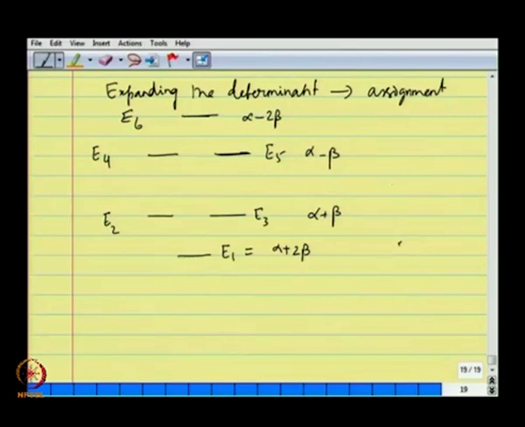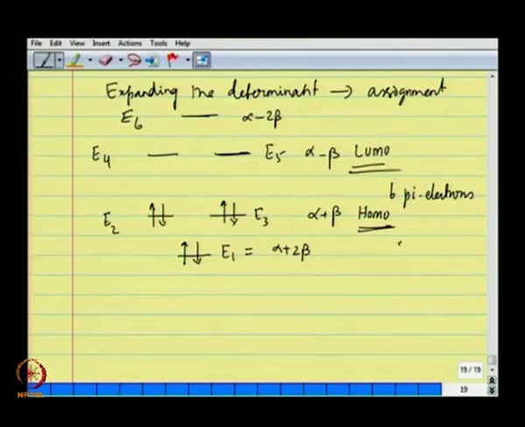And there are 6 pi electrons. So, assigning them carefully will give rise to this picture that we have 6 electrons in the first 3 orbitals, and this is the highest occupied molecular orbital, and this is the lowest unoccupied molecular orbital, and therefore, you see that the delta E, the HOMO-LUMO gap, is 2 beta again. Okay.